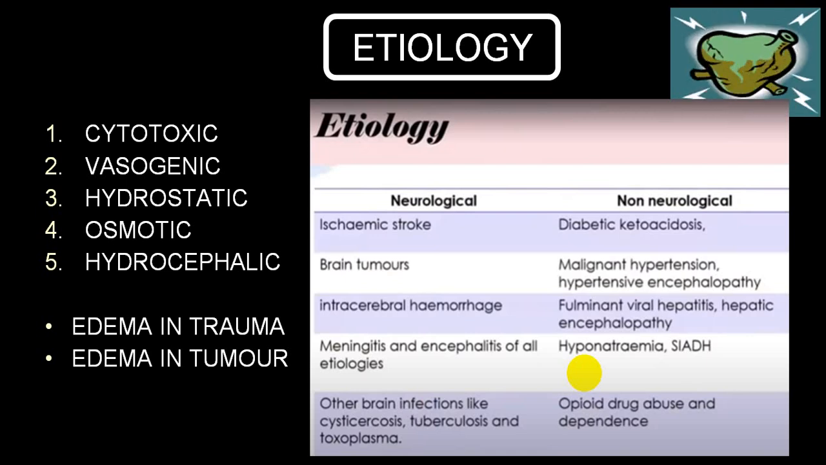So etiology wise, it can be neurological or non-neurological conditions which can produce cerebral edema. Among neurological conditions: ischemic stroke, brain tumors, intracranial hemorrhage, inflammatory conditions like meningitis, encephalitis, or other brain infections like cysticercosis, tuberculosis, toxoplasmosis. And among non-neurological conditions: diabetic ketoacidosis, hypertensive encephalopathy, previously called malignant hypertension, now we also use the word hypertensive emergency. Then fulminant viral hepatitis, hepatic encephalopathy, hyponatremia or SIADH, and opioid drug abuse. These will be non-neurological groups.